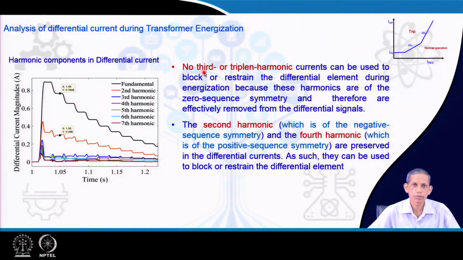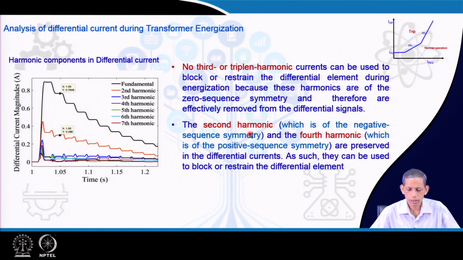But the issue in the differential relay is that third harmonic, or multiples of the third harmonic, cannot be used to block or restrain the differential relay for inrush current, because these triple harmonics are equivalent to zero sequence symmetry, and in computing the differential current we subtract the zero sequence component. So, they will also be eliminated in the process. Therefore, third harmonic or its multiples cannot be used for the distinction of inrush situation in the differential relay application.